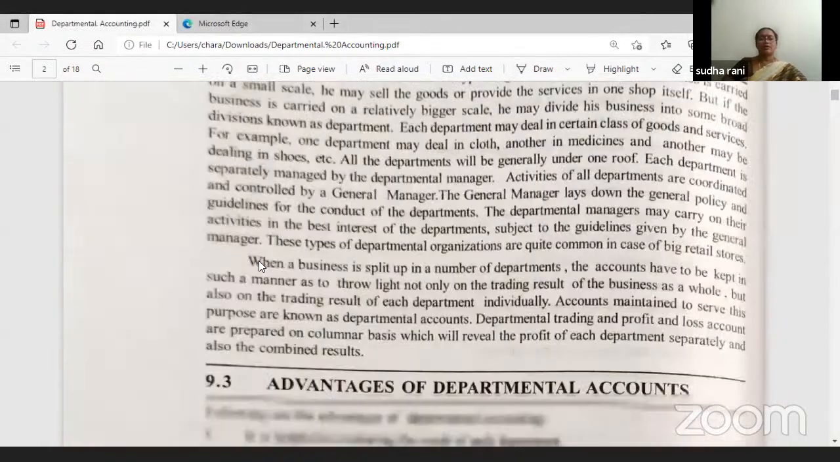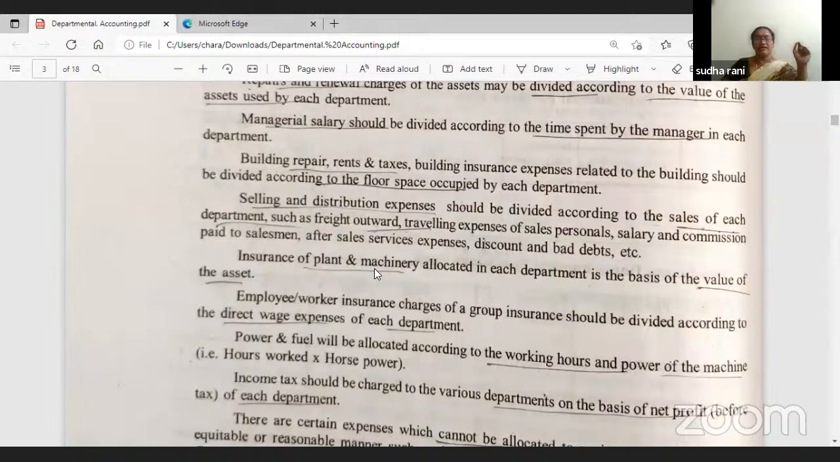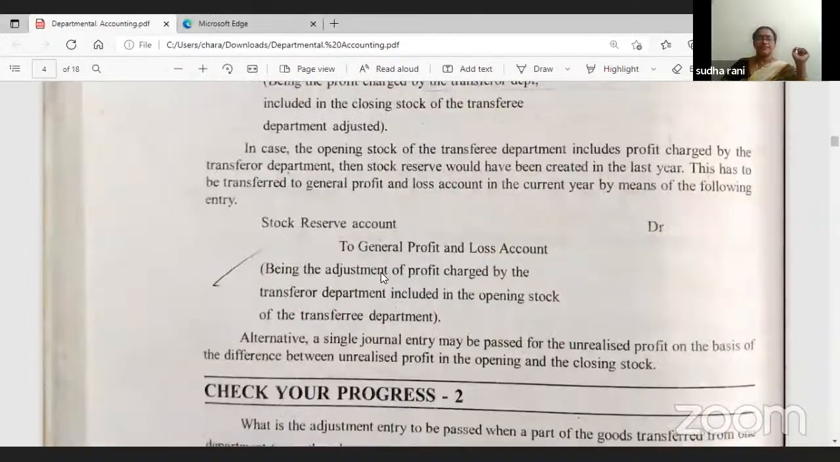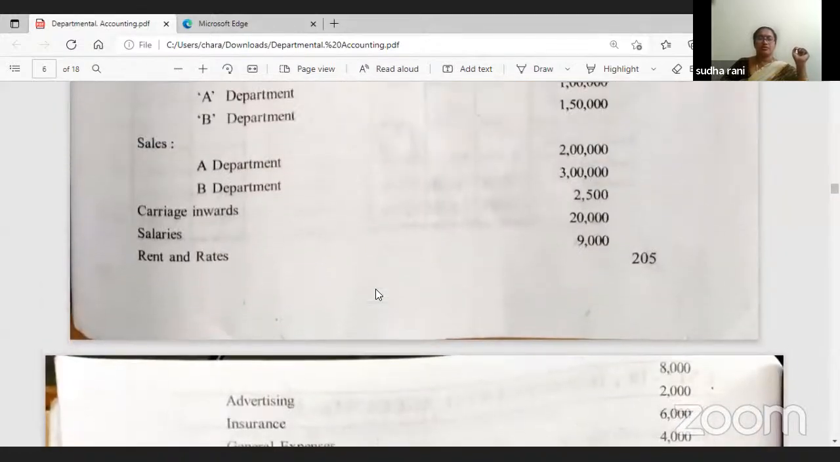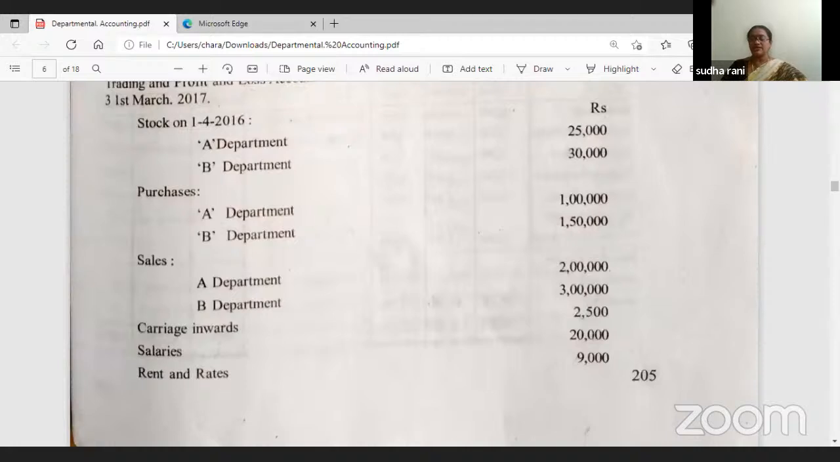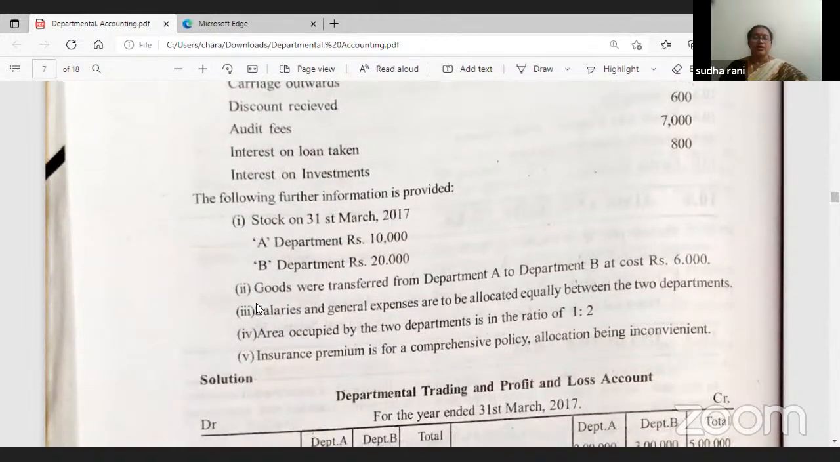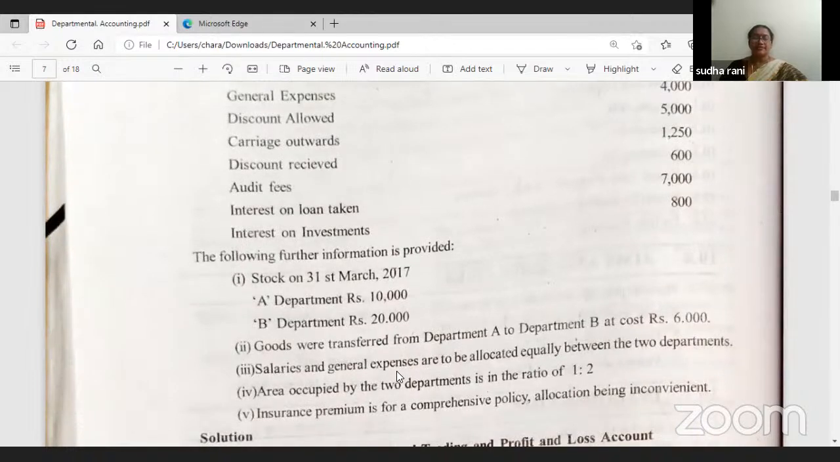So here I underline the important points to remember: how do you allocate the expenses and the incomes? Here is the question given to us, the one we were solving yesterday. Department-wise expenses which can be allocated are given, combined expenses and common expenses are also given. Some additional information relating to how certain expenses are to be distributed among the departments is also given in the question.